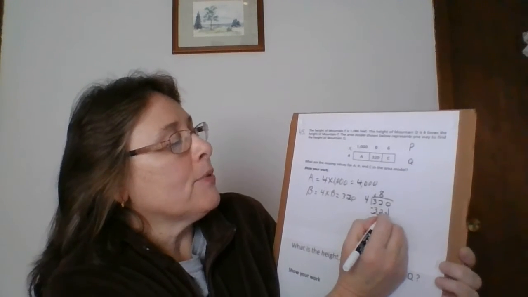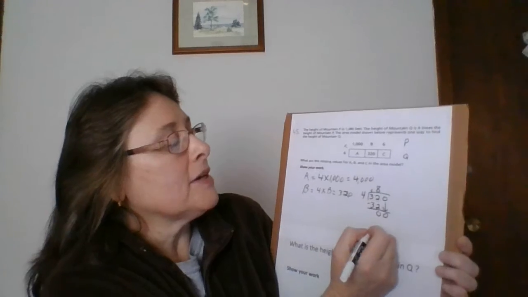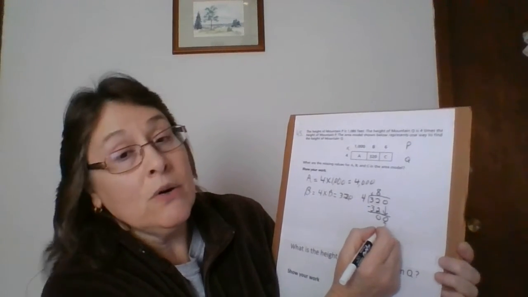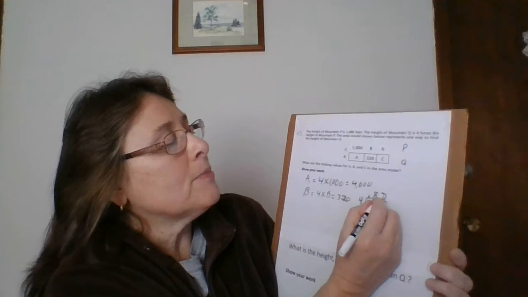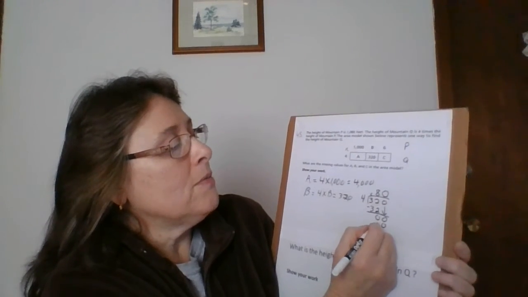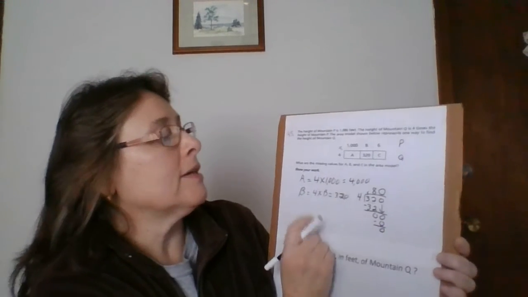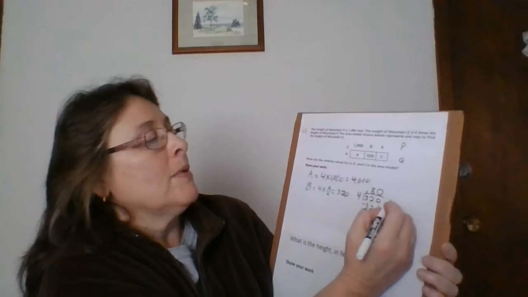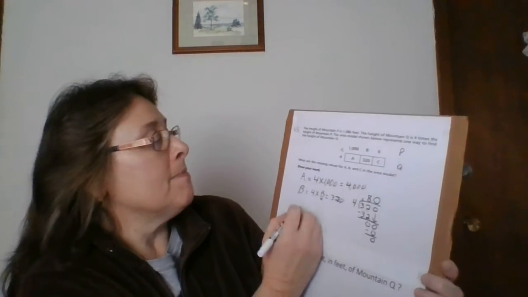Subtract, bring down, then I have to start all over again. How many times does 4 go into 0? It does not, so I need to put my 0 there to hold its spot. 4 times 0 is 0. Subtract and I get 0. So my letter B turns out to be 80.